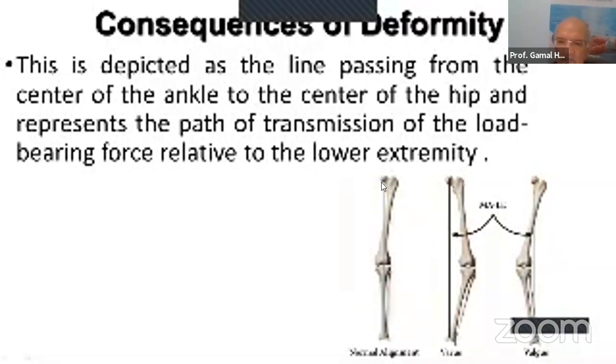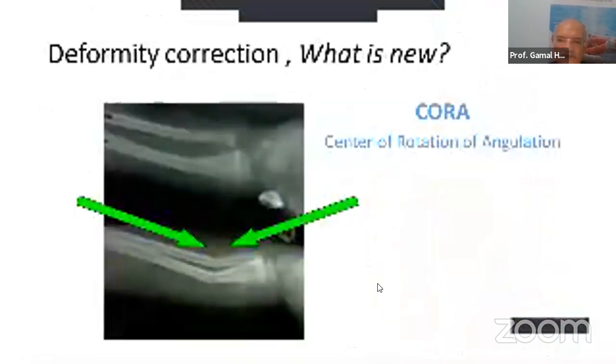Normally, this line from the center of the hip to the center of the ankle passes almost through the center of the knee. In cases of deformity, if it passes medial to the center of the knee, that means we have a varus deformity. And if it passes lateral to the center of the knee, that means we have a valgus deformity.